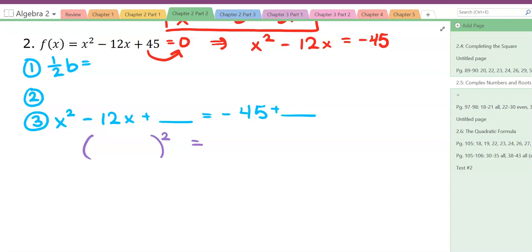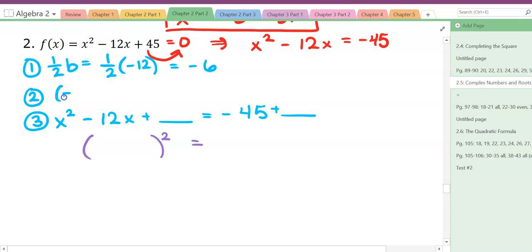I'm going to walk through these first couple of steps if you're stuck somewhere here. So what's your b number? Yeah, so we're going to take half of negative 12, which is negative 6. That's the number that you need to square. So you should have gotten a positive 36 for step 2.